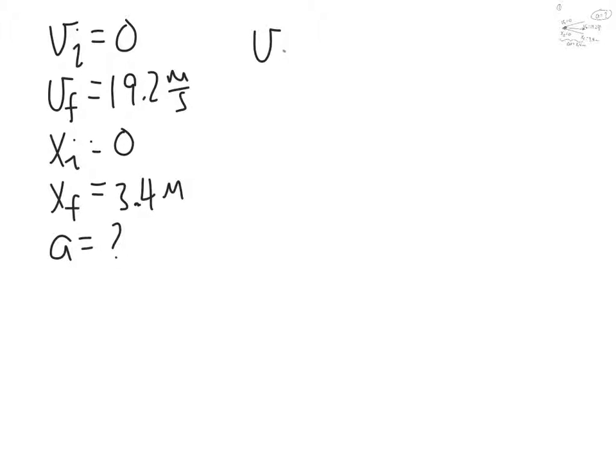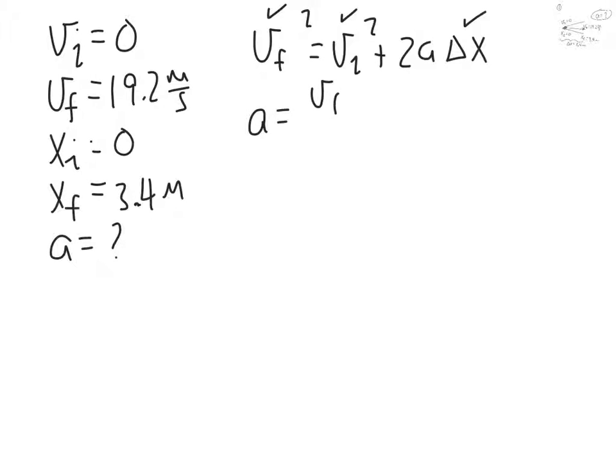After going through the equations on page 88, I have chosen velocity final squared is equal to velocity initial squared plus 2a delta x as the appropriate equation. We know velocity final, we know velocity initial, we know delta x, and we can rearrange the equation to solve for a. Now, you should have all these. Now we just plug and chug.